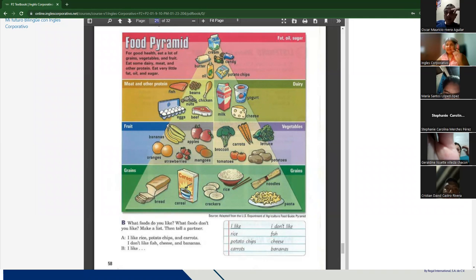What do you eat for breakfast, Oscar? I eat breakfast, milk, cereal, bananas, apple, coffee, and bread. No more. Okay. What about lunch? Rice, chicken, broccoli, y vegetales, fish, meat.